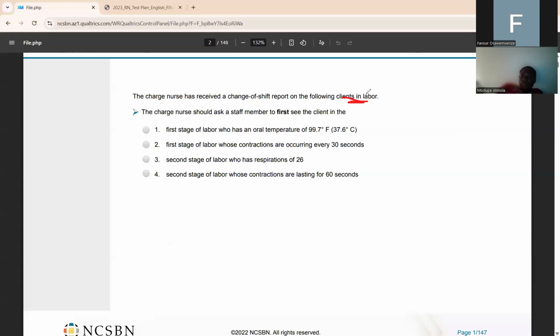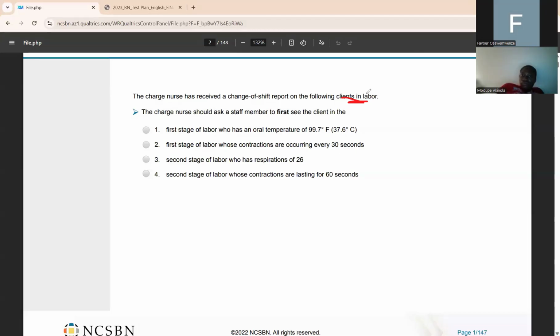So one, you want to know the client need that is being tested and the content that is being tested. The client need is health promotion. The content is client in labor. And then the concept is clinical judgment, which is prioritization. That way, if you can know your questions like that, trust me, NCLEX is not going to be difficult again. The only thing you will be missing now is the nursing information. Maybe you don't remember what the normal range for contraction is.